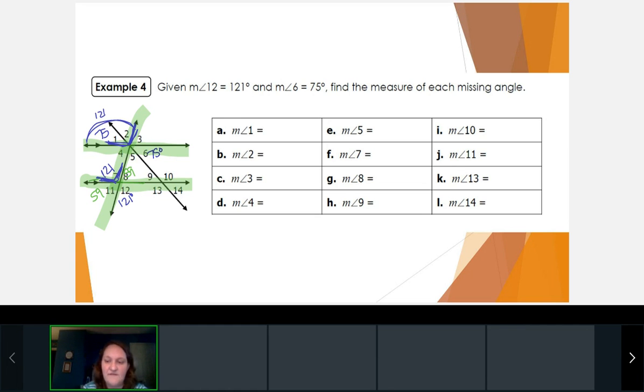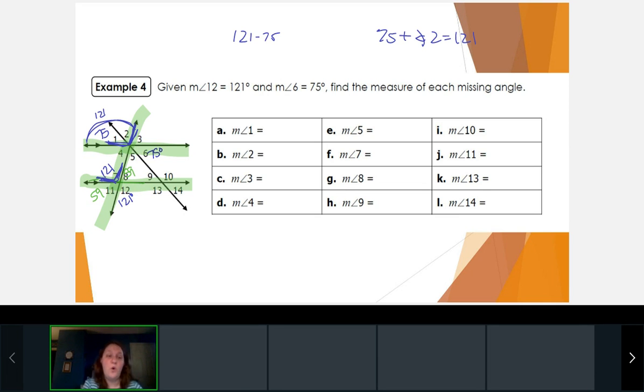Angle 1 is 75. How could I find angle 2? What would you do? Yay! Thank you for those of you typing it in the chat. You're right. It's 121 minus 75. Or maybe, Faith, you're not wrong. You could add. You could say 75 plus angle 2 equals 121 and solve it that way.